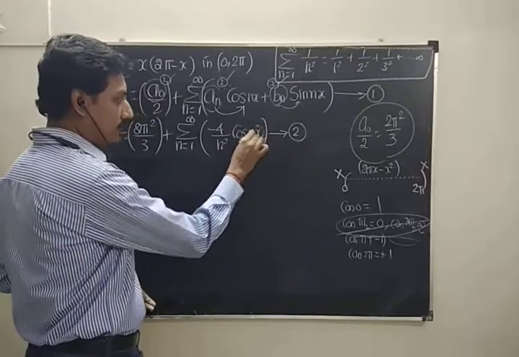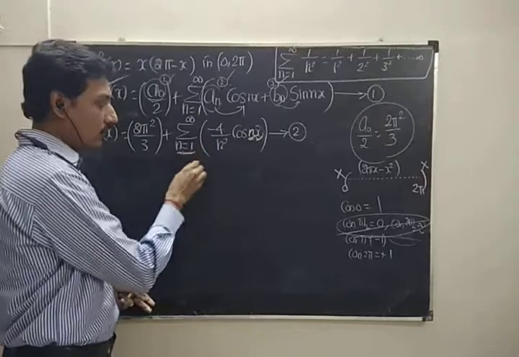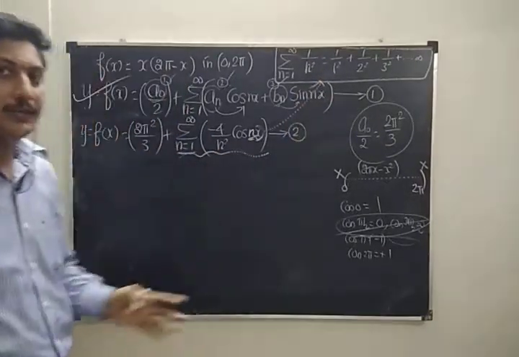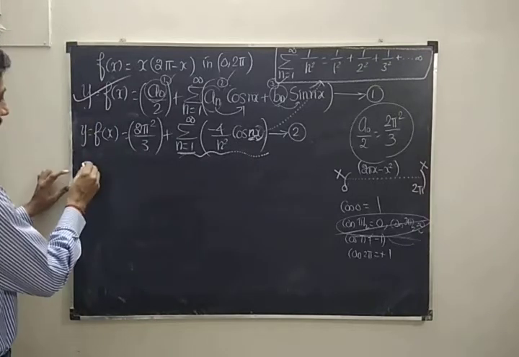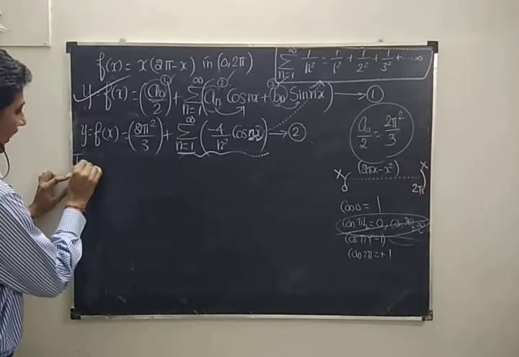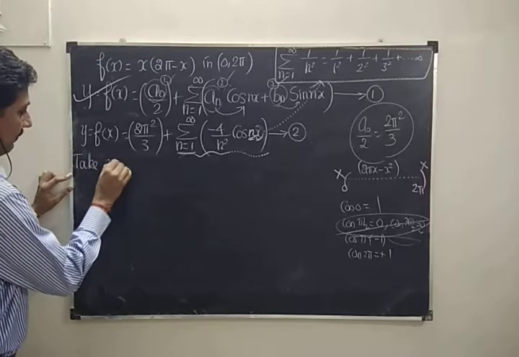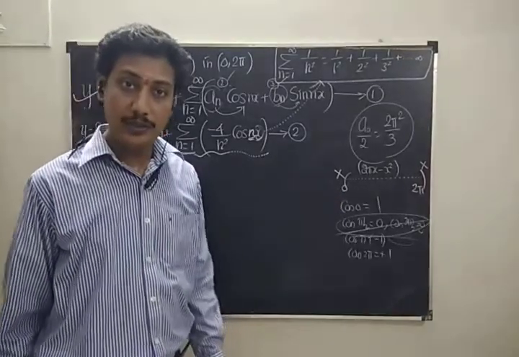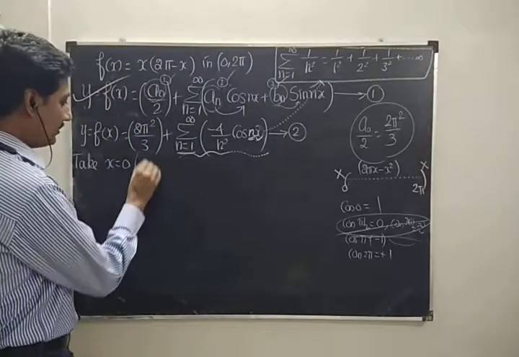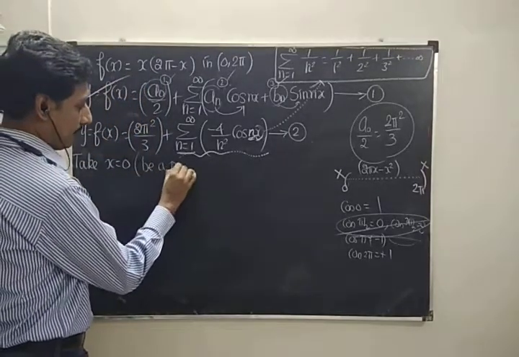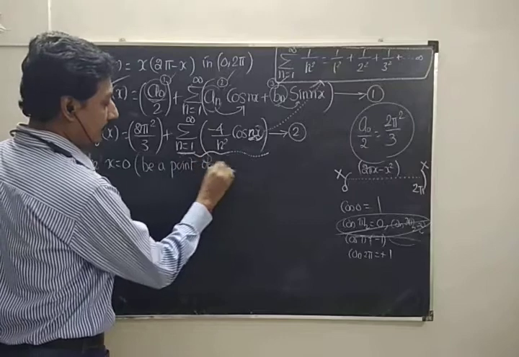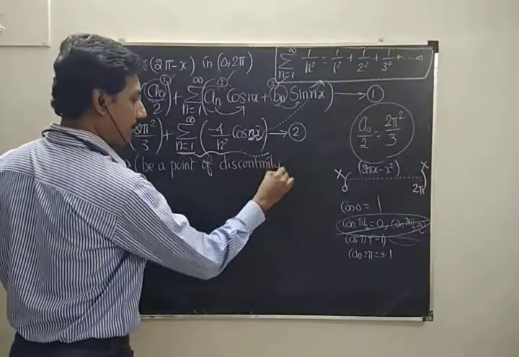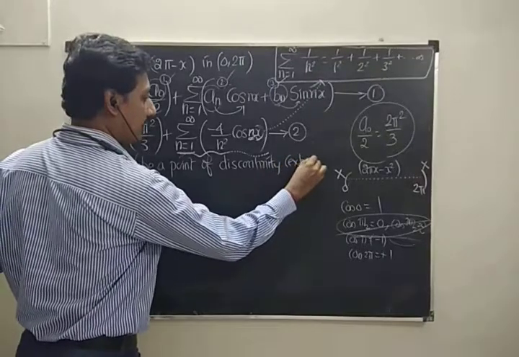So n value. What is the n value here? 1 to infinity. So this term only will generate this series. So we want to retain this term. So what I am going to do is take x equal to 0 as a simple case. x equal to 0 is a point of discontinuity, and also it is on the extreme side, right sir? It is also on the extreme side.